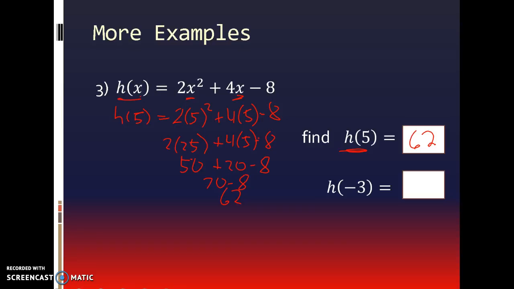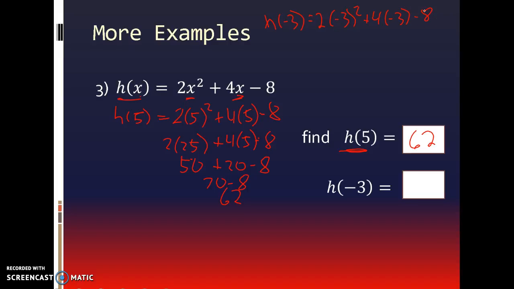So hopefully you did that. And h of negative 3, I'm going to do it up here. h of negative 3 is simply going to be 2 times negative 3 squared plus 4 times negative 3 minus 8. So we're going to do the exponents first.